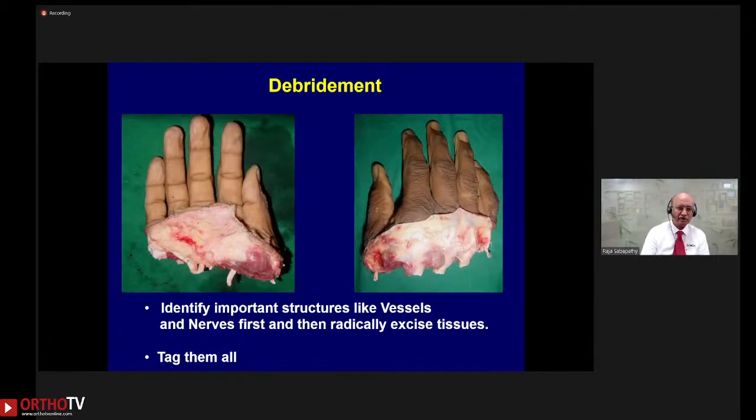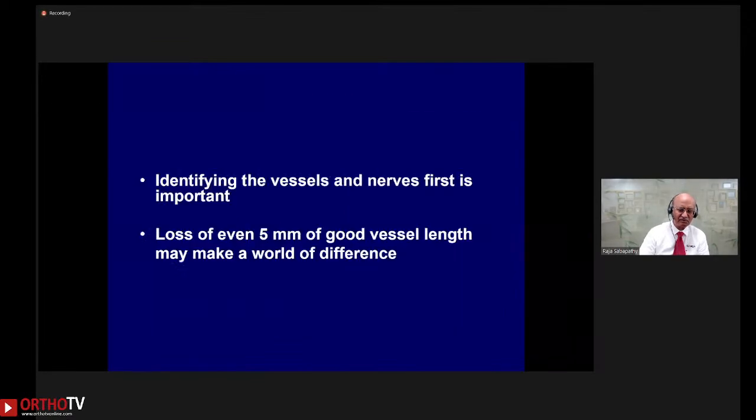It is important to identify structures like the vessels and nerves first, and then radically debride the tissues. And if you don't, even if you lose 5 millimeters of vessel, you need to have it. A lot of contamination will be there. I don't debride the wound first. I just have a great idea as to where the vessels are and then do that. I think that's very important, because the loss of even 5 millimeters of good vessel length may make a world of difference.